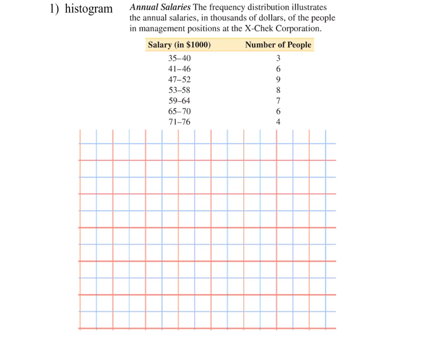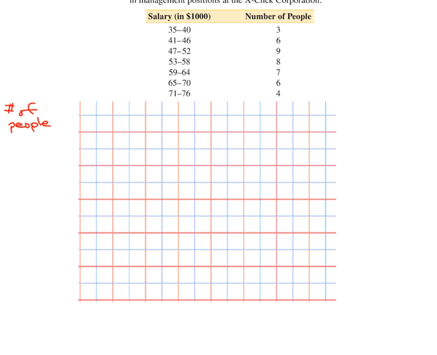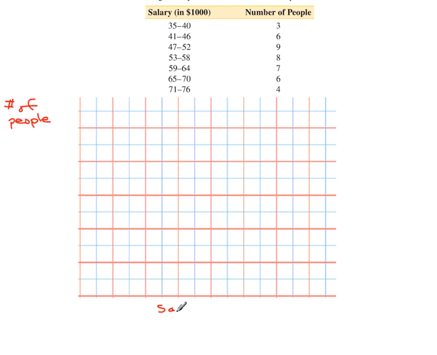We're going to need some graph paper, which I've got. And we'll want to label the vertical axis with the number of people. And we'll label the horizontal axis as salary in thousands of dollars. The entire histogram we could label as management salaries.